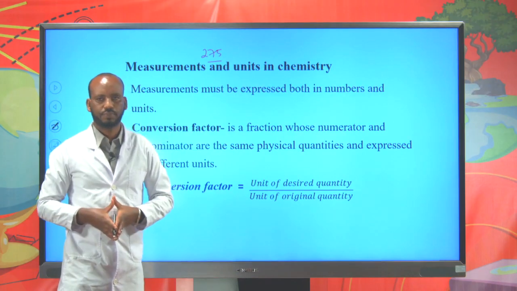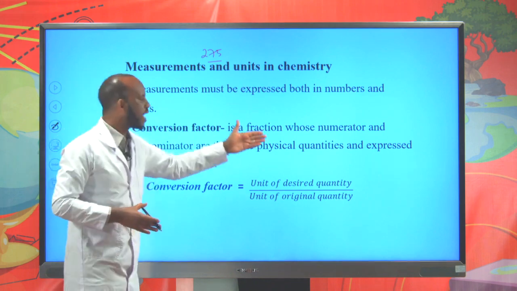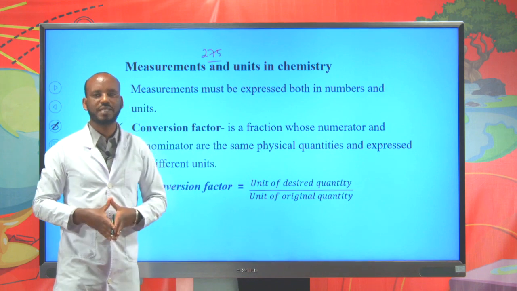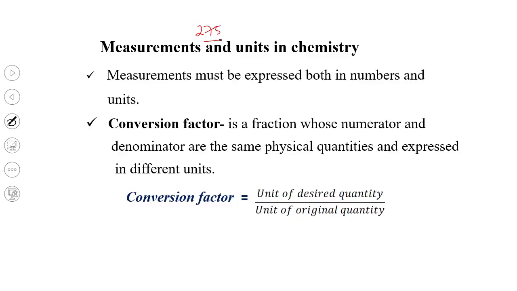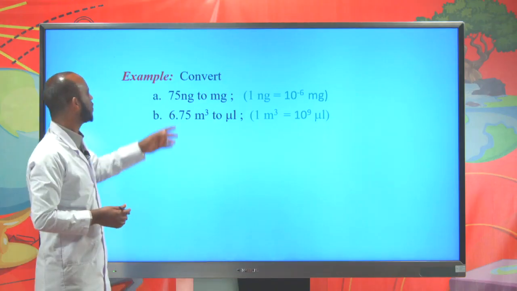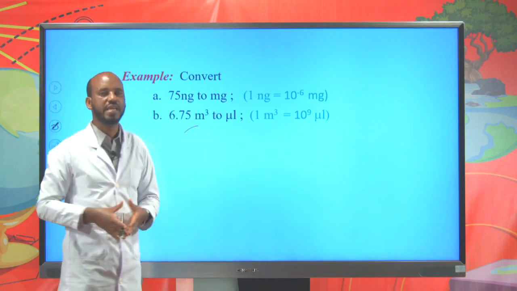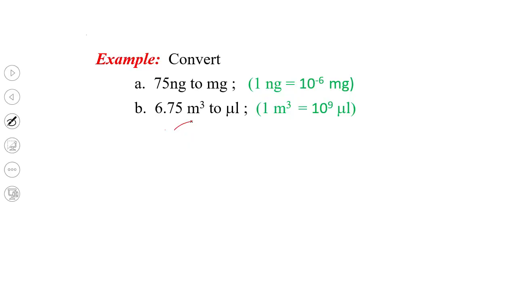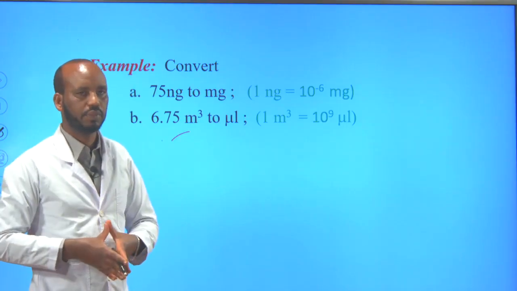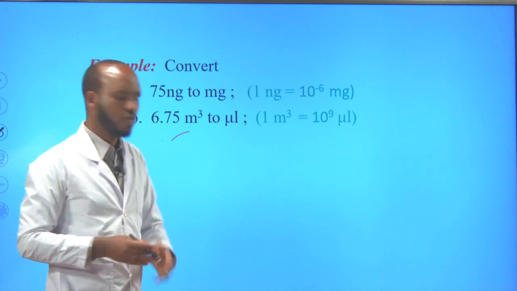Conversion factor. Conversion factor is a fraction whose numerator and denominator are the same physical quantities expressed in different units. Conversion factor equals unit of desired quantity divided by unit of original quantity. For example, convert 75 nanogram to milligram. You are asked to convert 75 nanogram to milligram. What do you do? Good.